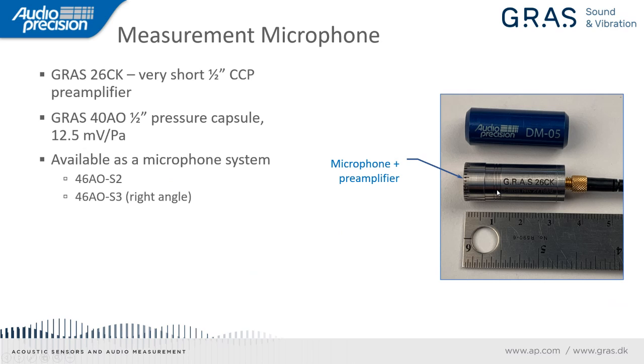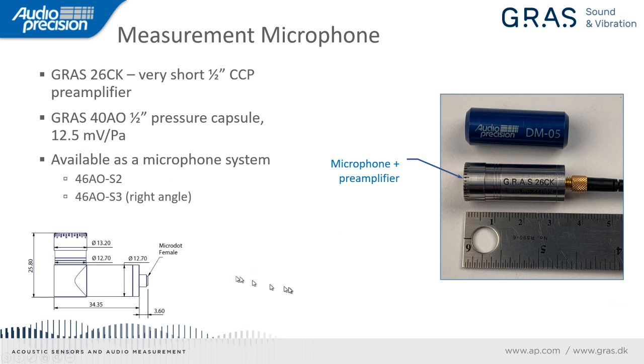They're calibrated as a unit and programmed with TEDS, the transducer electronic data sheet. And then there's also a version with a built-in right angle adapter. I don't have a picture of that one, but I have a drawing here. So you can see the preamplifier on the bottom, the right angle adapter, and then the pressure capsule on the top. So either of these is quite nice for working inside that small chamber.